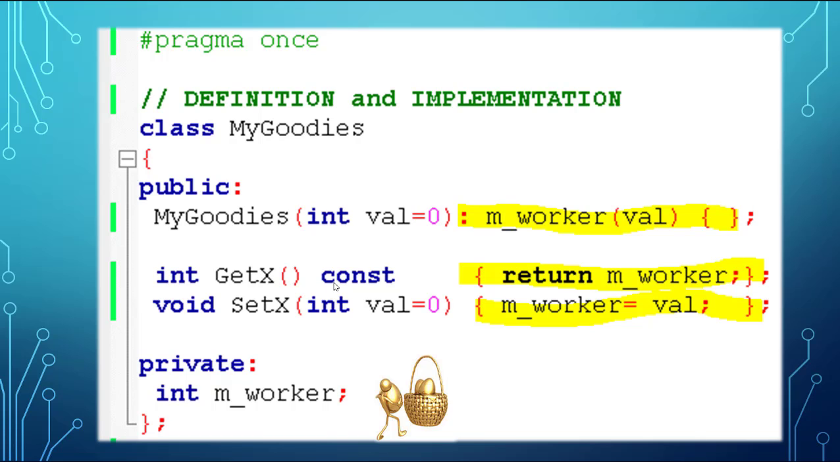Here's a very contrived but simple wrapper or class. My goodies, I don't know what it is, but I don't want people to see the name of this variable, mWorker. I really don't want them to see getX or setX, because I could change my mind about this. There are many things I could change my mind about, including how I write the code. Here I set the value default to 0 if none is given, pass the value into mWorker, and it's set. Here I just return the value of worker, and here I take the value, which could be 0 if none is given, and set my worker to that value.